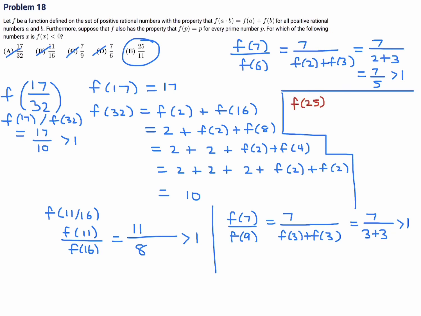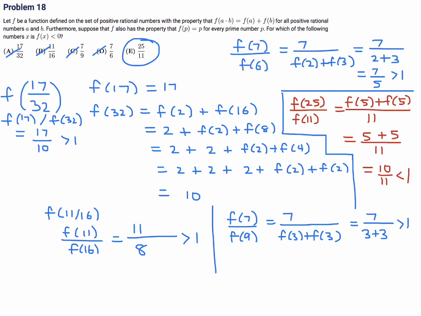F at 25 over f at 11. Well, f at 25 is f at 5 plus f at 5. F at 11 is just 11 because that's a prime, and f at 5 is 5 because 5 is a prime. So we have 5 plus 5 over 11, which is 10 over 11. And finally, that's less than 1. So number 18, the answer is E.